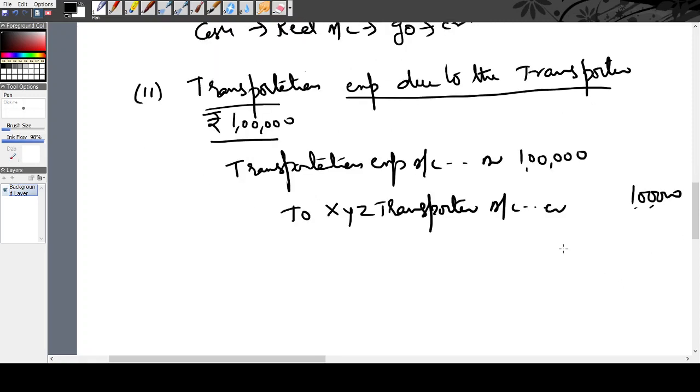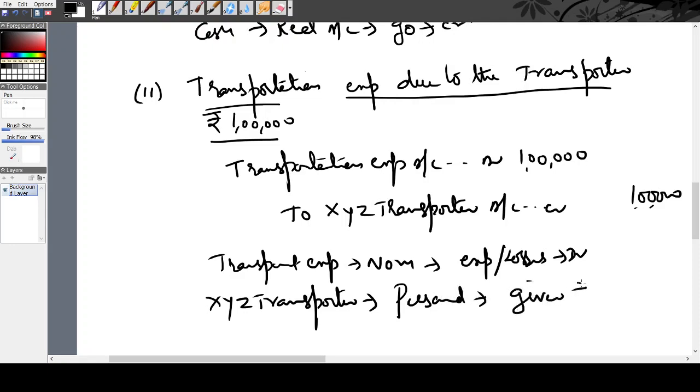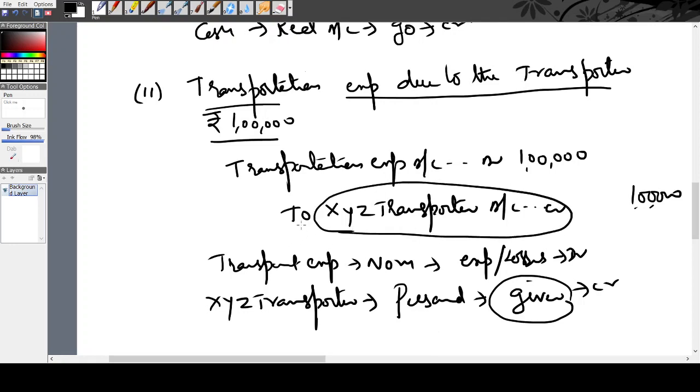Now, what is the logic behind the entry? Transportation expenses is a nominal account. Expenses and losses should be debited. XYZ transporter, the transportation company which transported our raw material from the vendor's place to the factory, is a personal account. They have given their services to us. The business owes money to them. That is why we have to record them as a giver. Because if you record them as a giver in our books of accounts, we owe money to them.